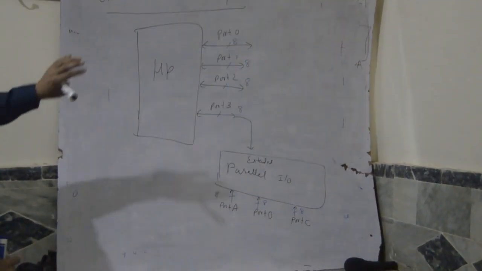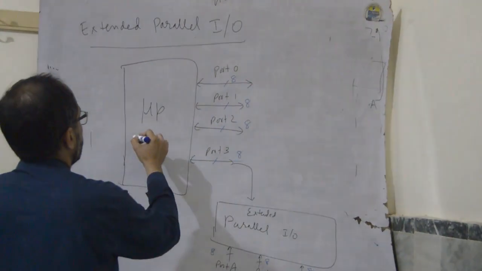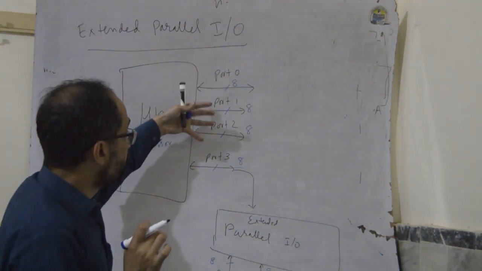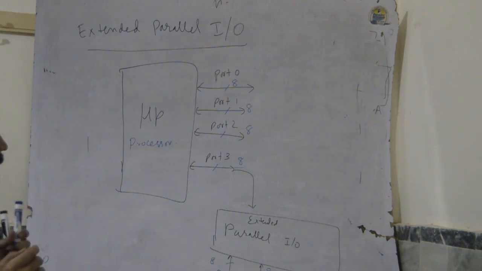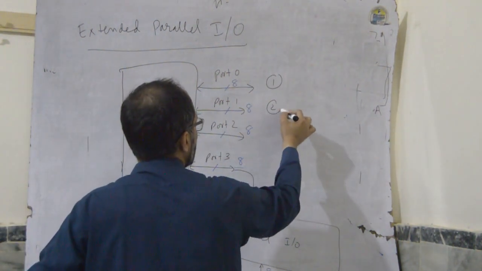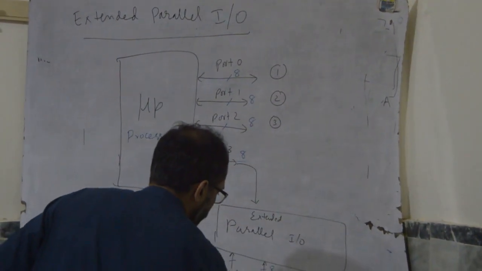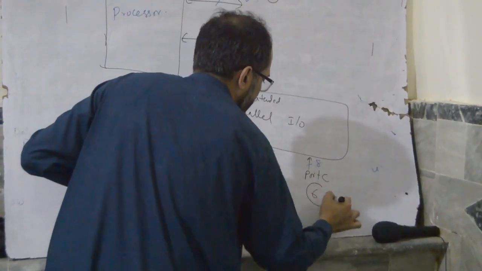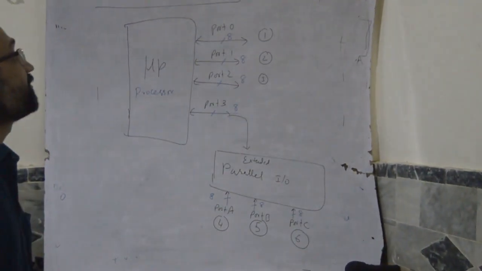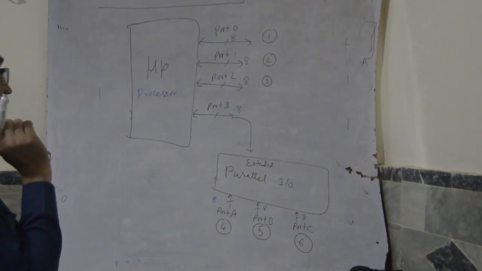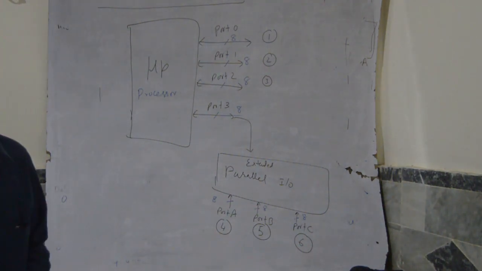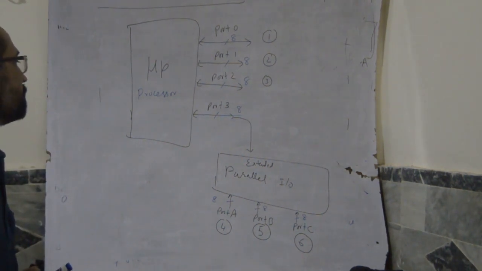One limitation of this processor is that it is able to connect only 4 ports. But the problem is that we want to interface it with 6 devices: 1, 2, 3, 4, 5, and 6. We want to connect 6 devices with this microprocessor, and they cannot be connected without using this extended parallel I/O. So extended parallel I/O provides a mechanism to connect more devices to the microprocessor.